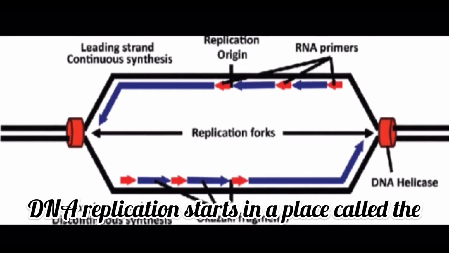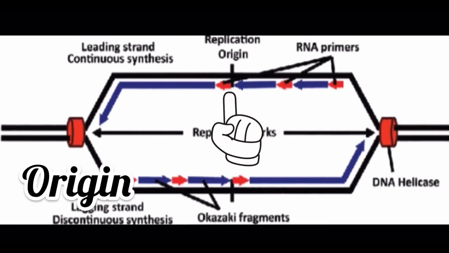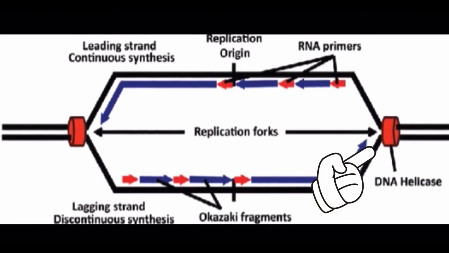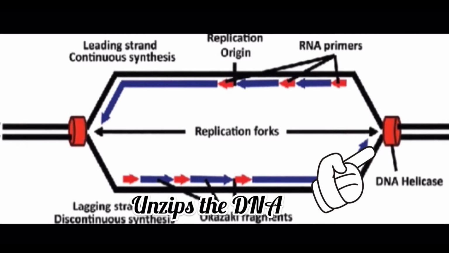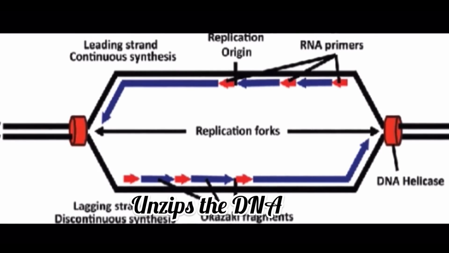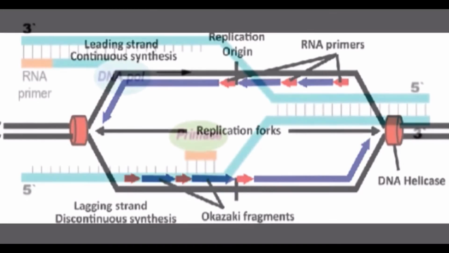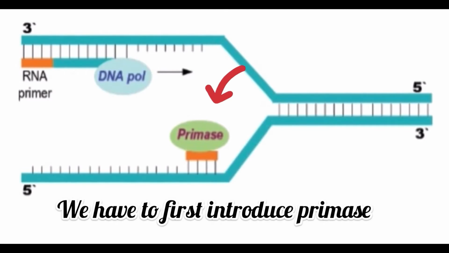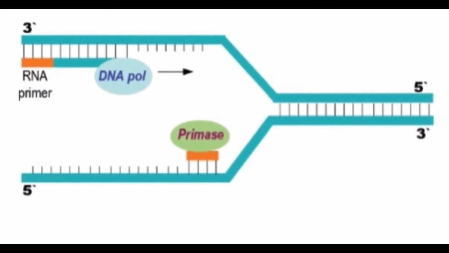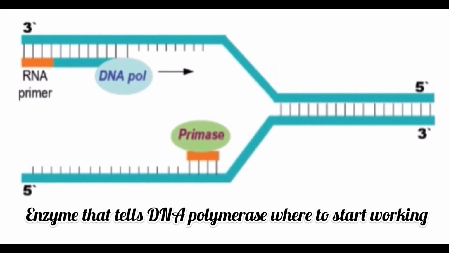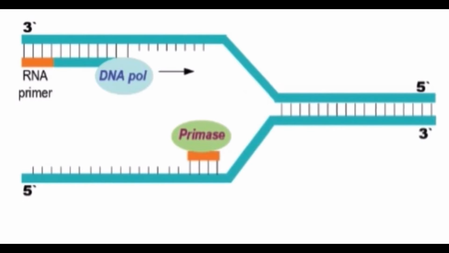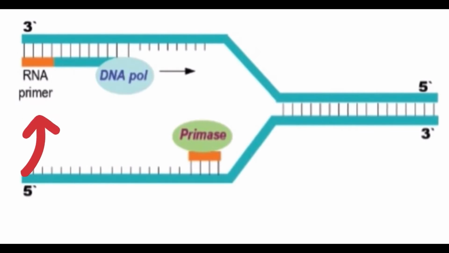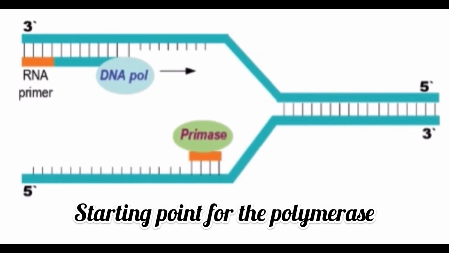DNA replication starts in a place called the origin, where the double helix of DNA is unwound by the helicase, which is an enzyme that unzips the DNA by breaking through the hydrogen bond. Before we move on to the next step, we have to first introduce primase, an enzyme that tells the other enzyme, DNA polymerase, where to start working. Primase places RNA primers, which are kind of like a starting point for the DNA polymerase to build.